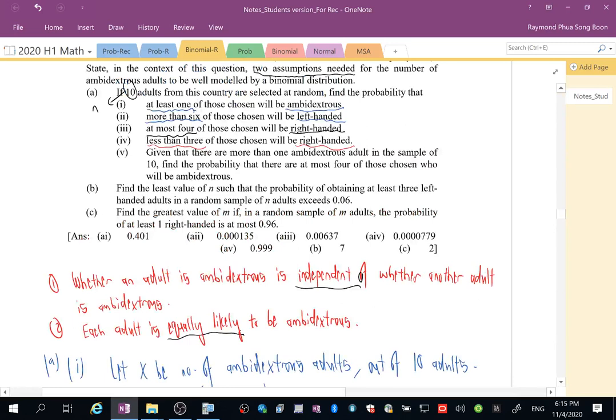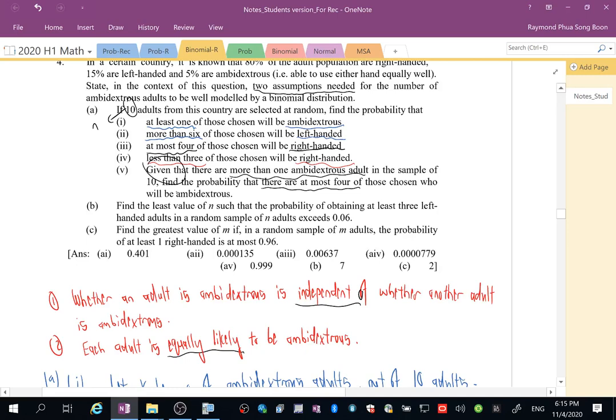In part 5, you're told that there is more than one ambidextrous adult, in a sample of 10. So n is still 10. For a probability that there are at most 4 of those chosen who will be ambidextrous. Okay, so at most 4 of those chosen will be ambidextrous. So part 5 is actually a conditional probability question.